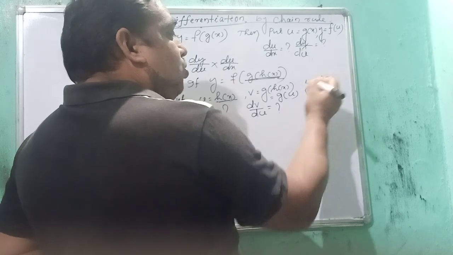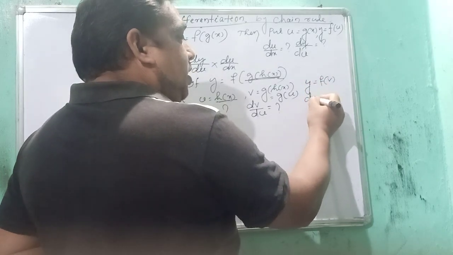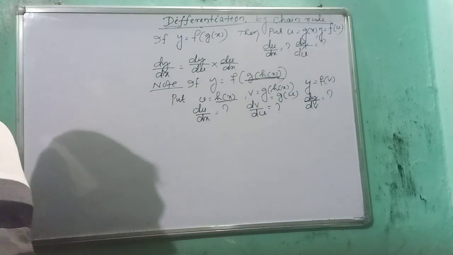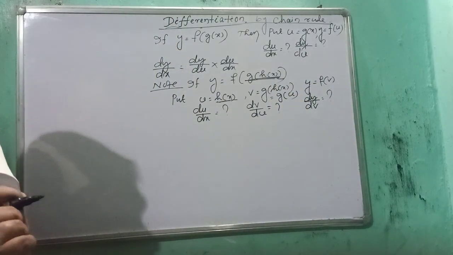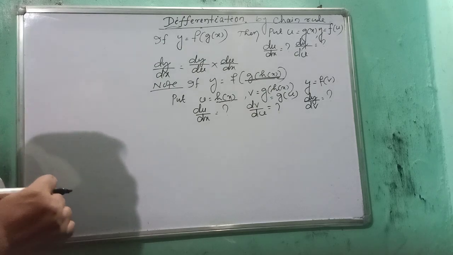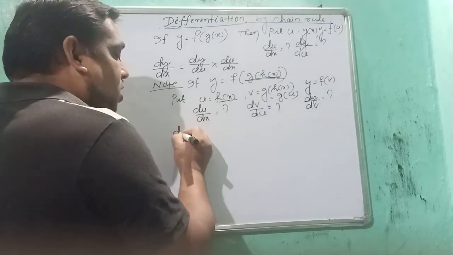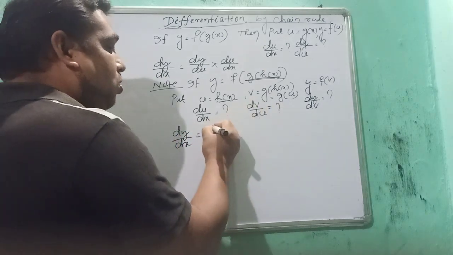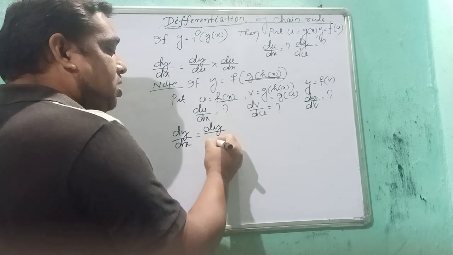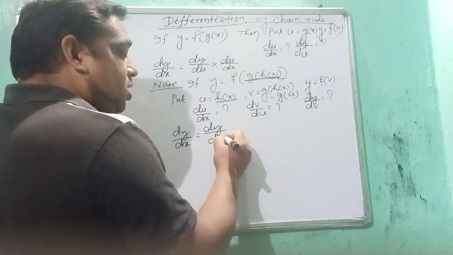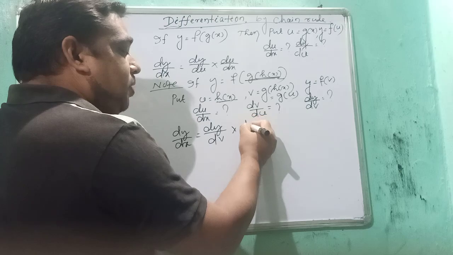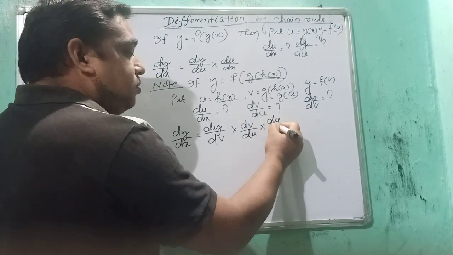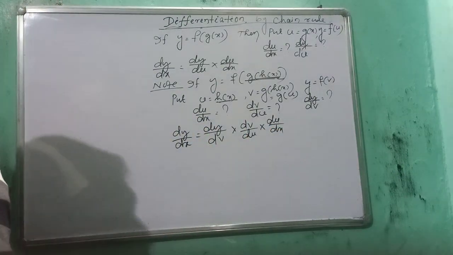Again, y is equal to a function of v. Here you have to find dy by dv, according to the formula, the derivative. Now our requirement is dy by dx. So what is dy by dx? According to our chain rule, dy by dx can be written as dy by dv, then dv by du into du by dx. This one is your required chain rule.